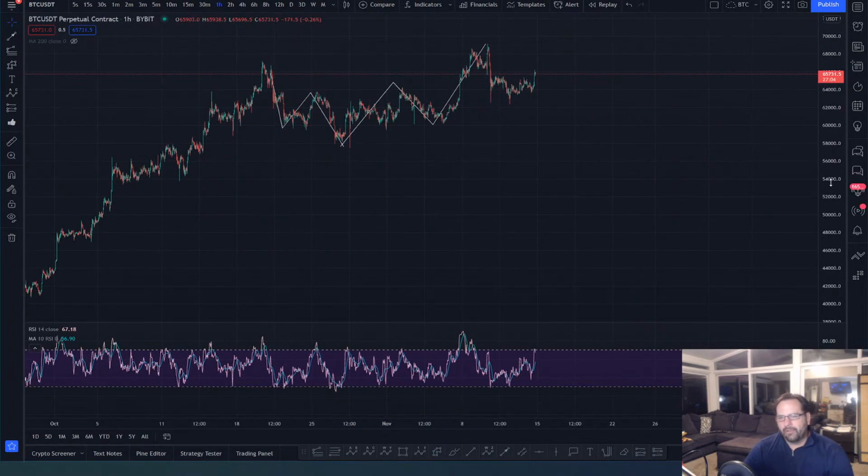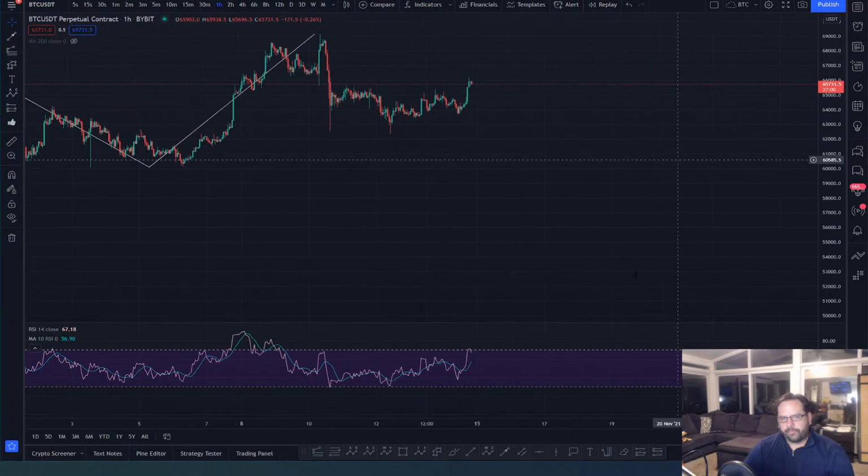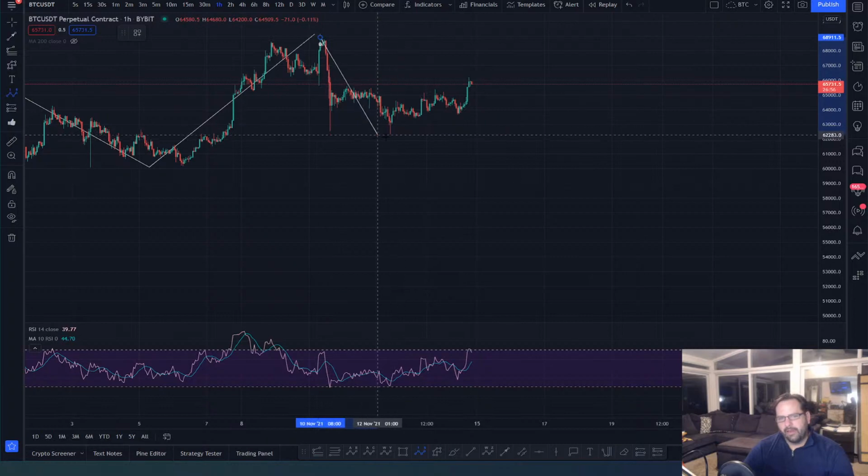Now, I think that 3 waves finishes right here, and then we've got an impulse to the downside. So the way I'm looking at this right now, I'm looking at this as an impulse to the downside right there. It's got to finish right here. This broke the low, and then I got 3 waves up. It doesn't look like we're finished with the 3 waves up. Looks like we need some more up to go.